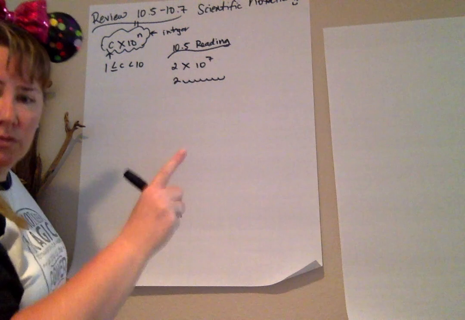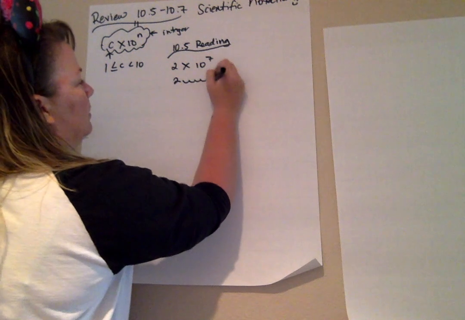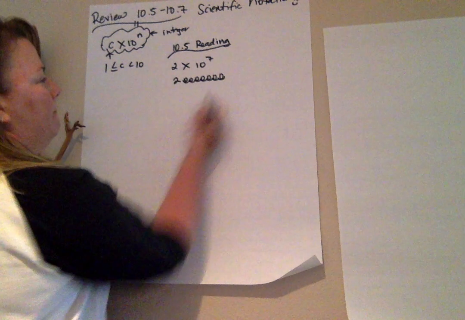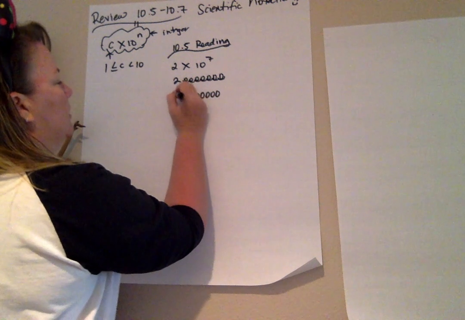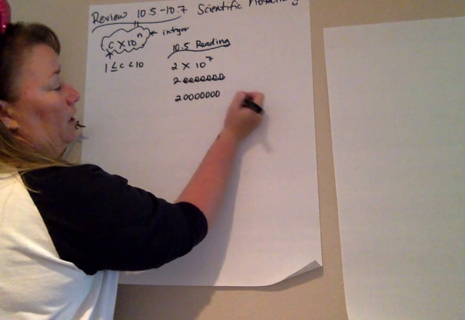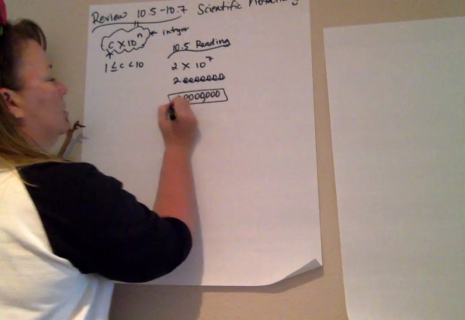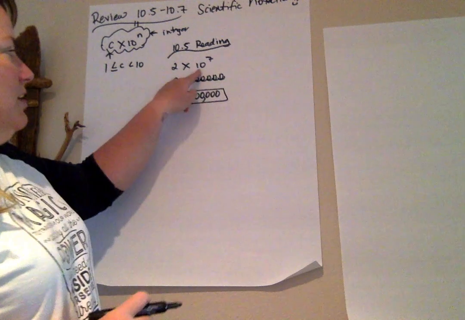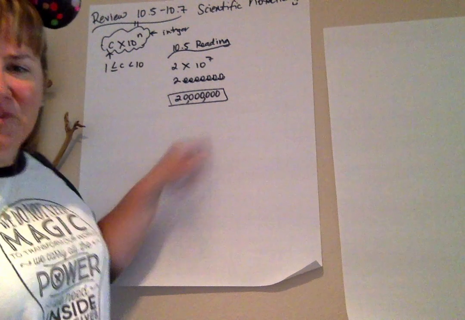And remember, don't worry if you can't see this because I'm going to take pictures of this. So fill it in. We have 1, 2, 3, 4, 5, 6, 7, 2. Go back from the right to the left to find your commas. And our answer is 20 million. So 2 times 10 to the 7th in standard form is 20 million.